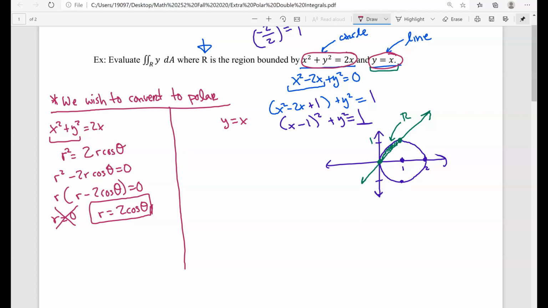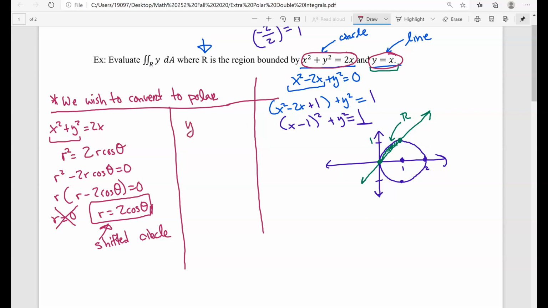It should look very familiar from the things that we talked about in Calc 2. This one represents the shifted circle. It'll make sense why we're converting it this way in a second. Then we have y equals x. Let me move it over here.